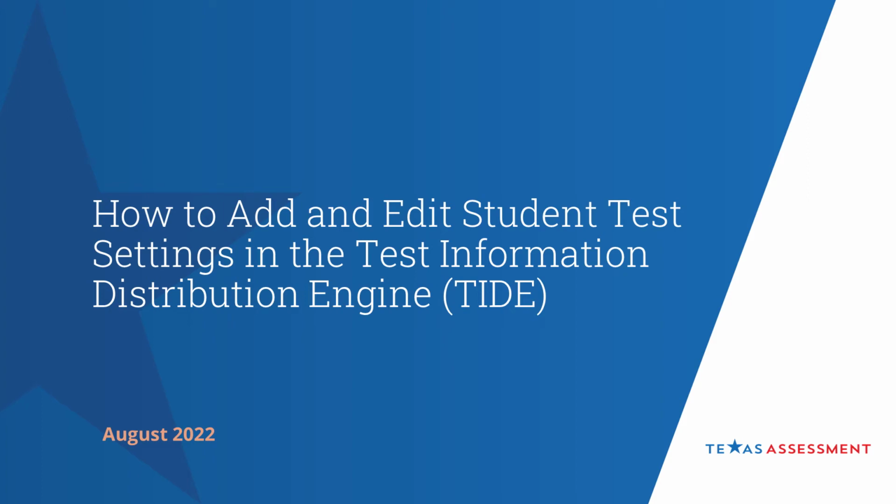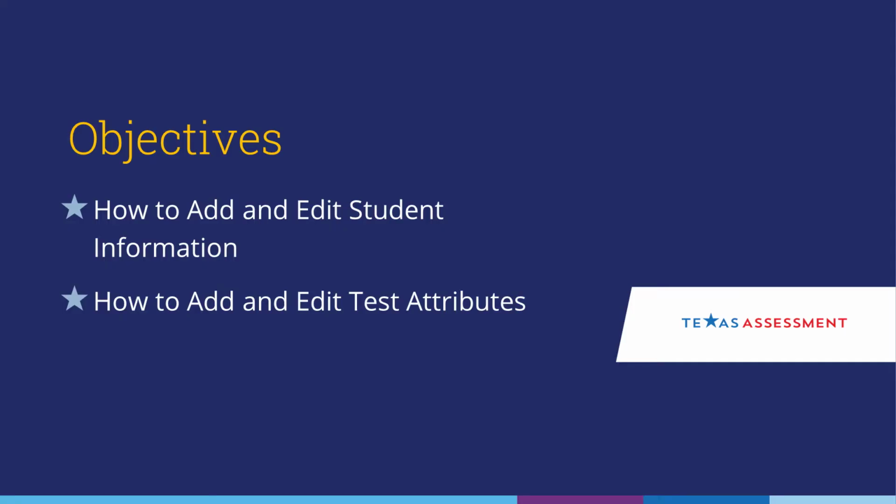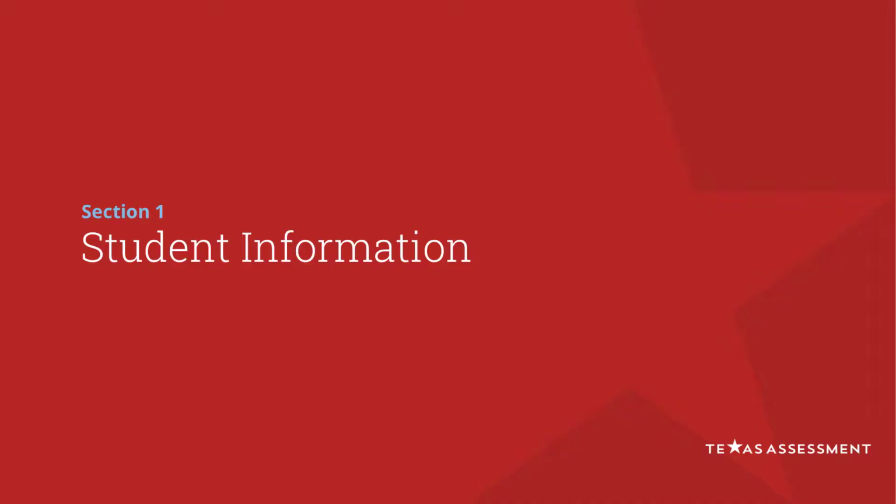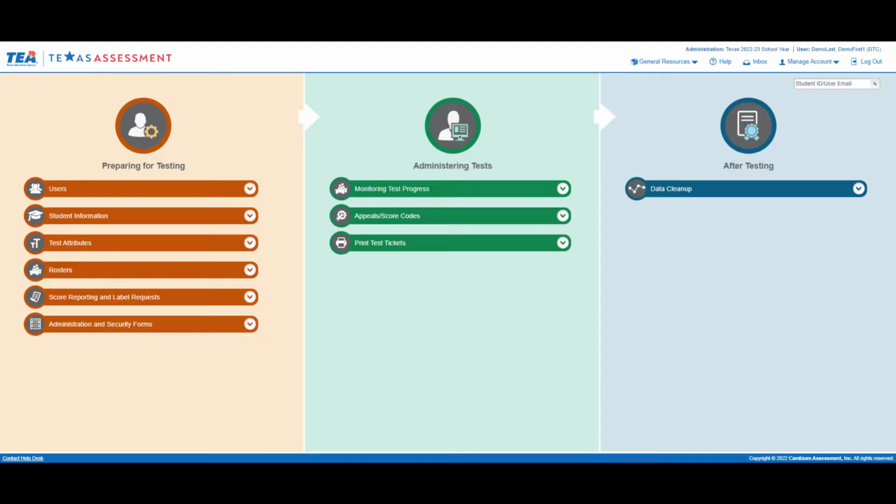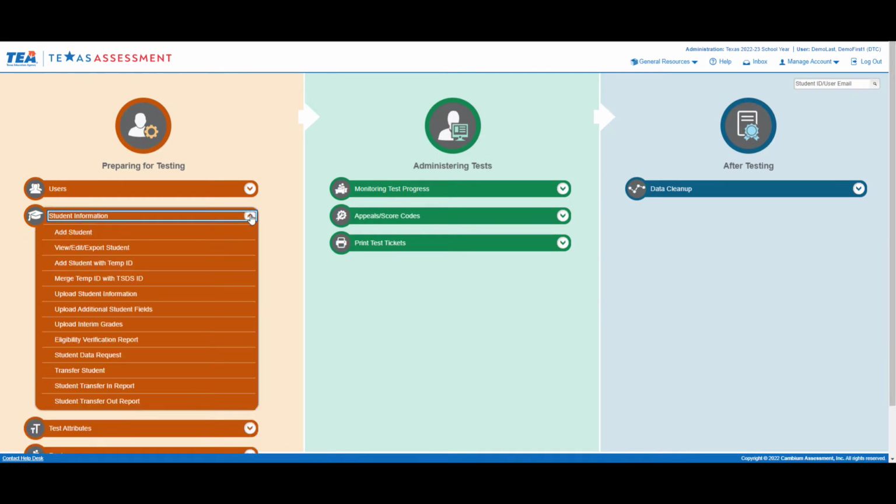Welcome to the How to Add and Edit Student Test Settings in the Test Information Distribution Engine (TIDE) training video. In this training, we will review how to add and edit student information first, then how to add and edit test attributes. Let's review how district and campus testing coordinators can manage student information in TIDE. First, we will show you how to edit a student's information manually, such as demographics, additional student information, test eligibility, and test format.